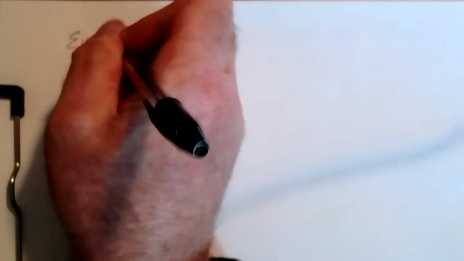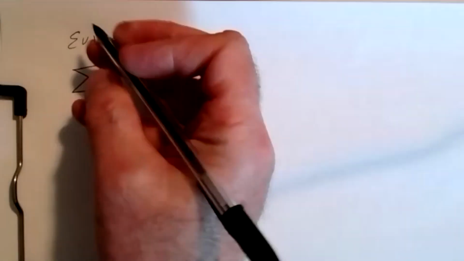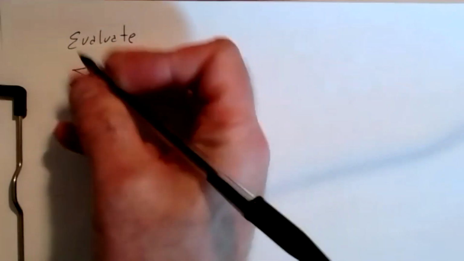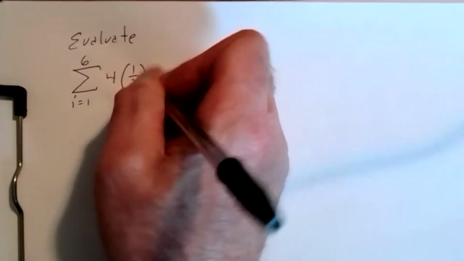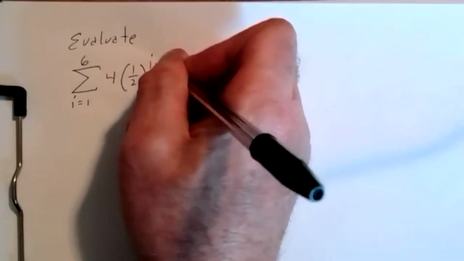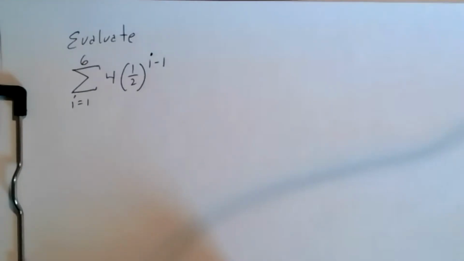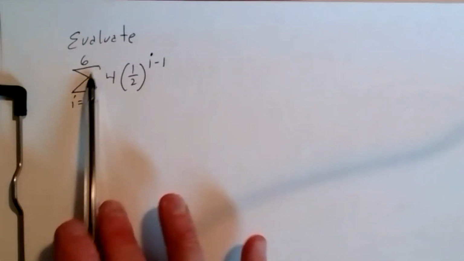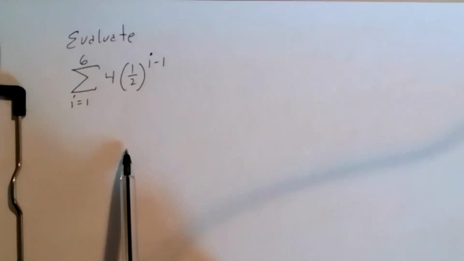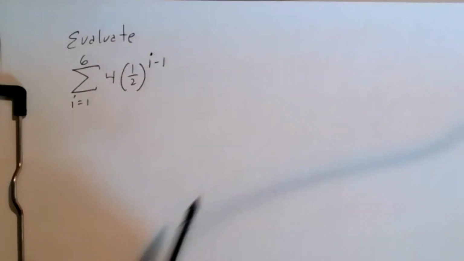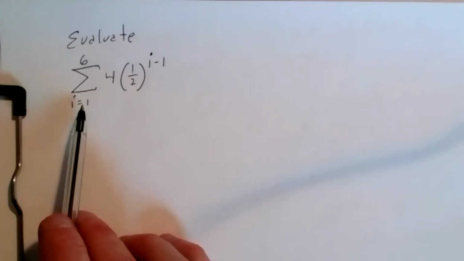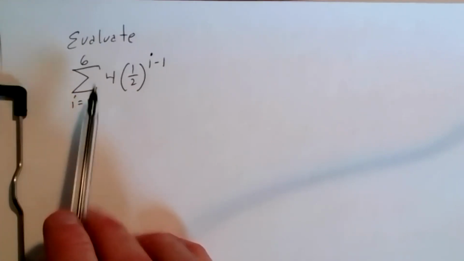Let's try to evaluate this series here. I goes from 1 to 6. We're going to try to evaluate this series. It's a series because this is called our summation notation, which means we're going to be adding terms of a sequence together. And notice we're going to be adding the first how many terms together? The first 6 terms. Terms 1, 2, 3, 4, 5, and 6.